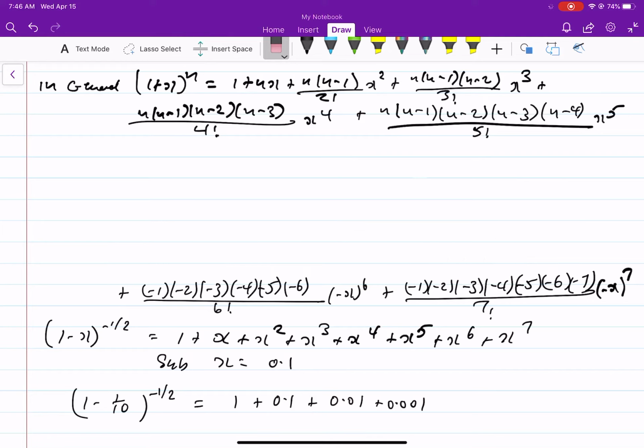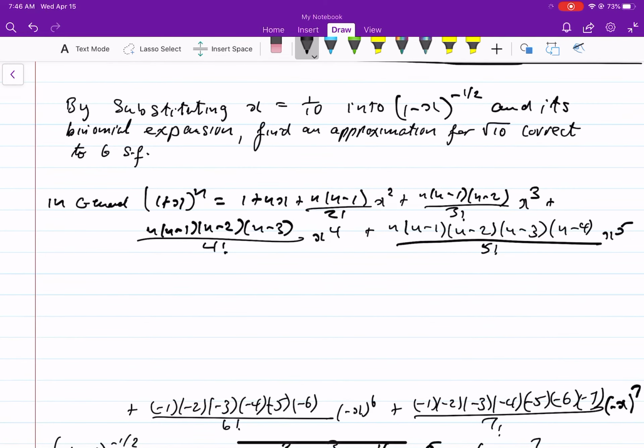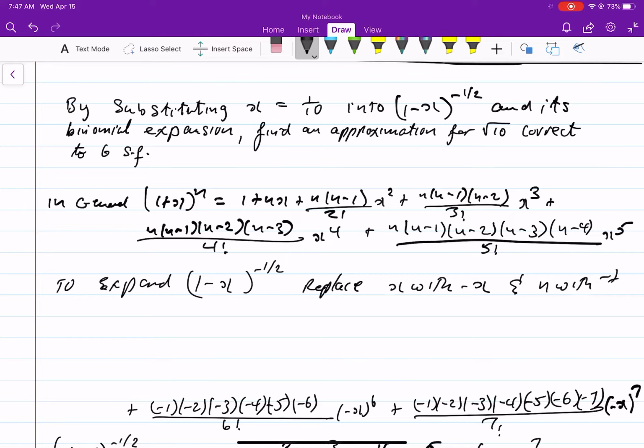I'm replacing to expand one minus x to the minus a half. Replace x with minus x and n with minus a half. So let's see how that goes. I'm going to go back to my x to the 5th.